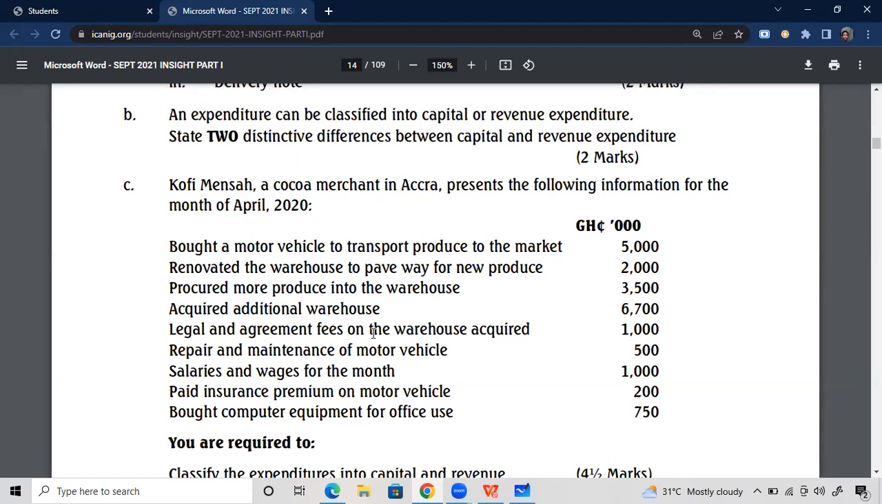But anything that is repair and maintenance is going to be a recurrent expenditure, once the name is repair. Repair is different from renovated. Renovated is more significant than repair. So if it is repairs and maintenance, treat it as recurrent expenditure.